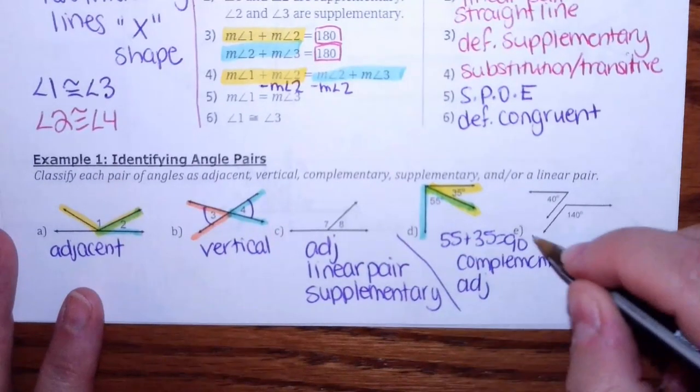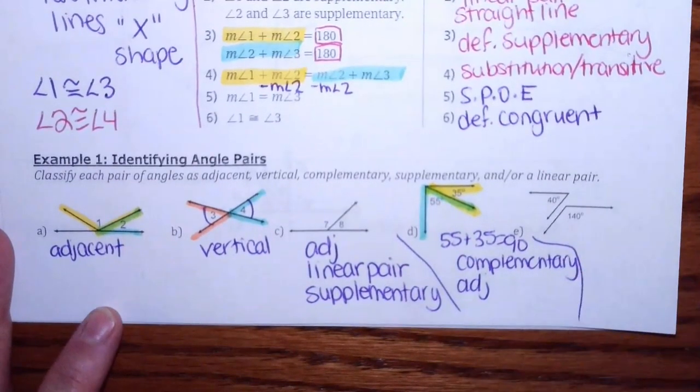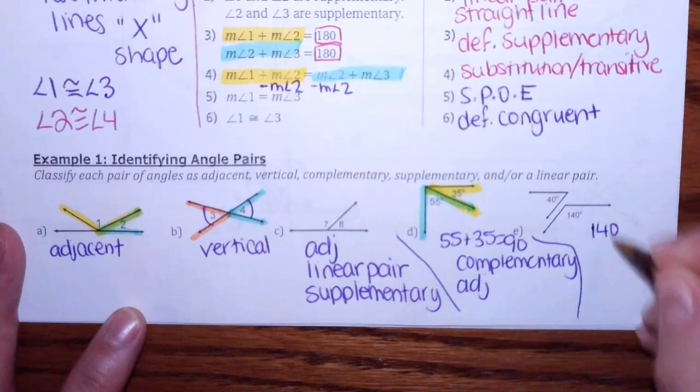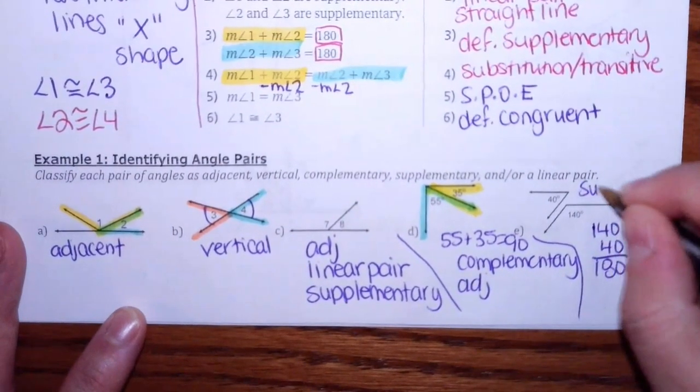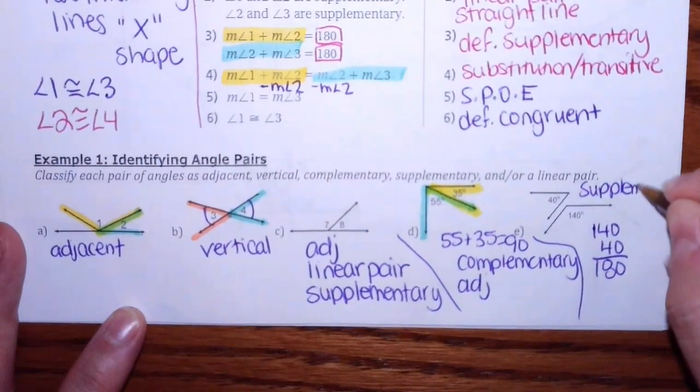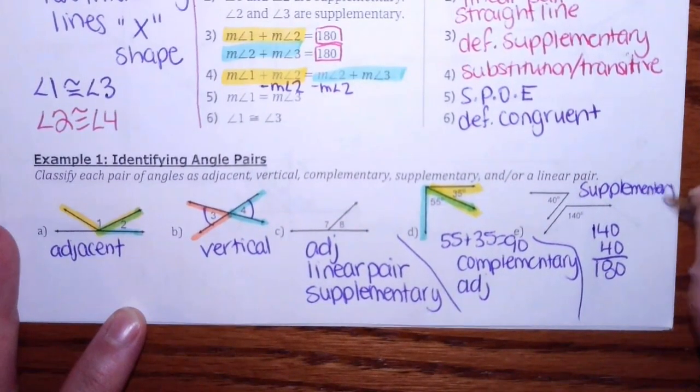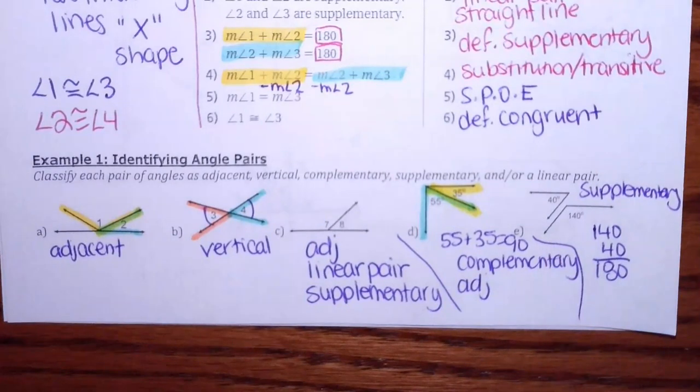And then the last one, only category this can fall into, 140 and 40, that adds up to 180. So I can say supplementary here, which I'm going to try and see if I can squeeze that on there. Supplementary, but they are not adjacent, they're not touching, and they're not a linear pair because they're not forming a line. So just supplementary would be the only category for that last example.